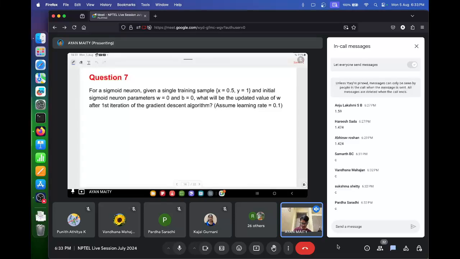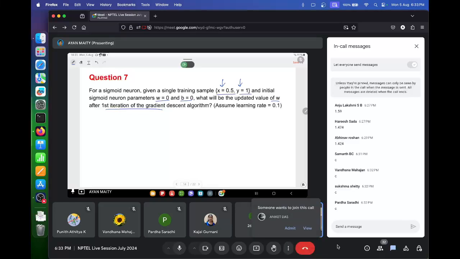Now question 7. For a sigmoid neuron, given a single training sample, x equals 0.5 and y equals 1. So this is the input feature and this is the output y. This contains only one feature and one data point. The initial sigmoid neuron parameters are w equals 0 and b equals 0. What will be the updated value of w after the first iteration of the gradient descent algorithm, assuming the learning rate to be 0.1?